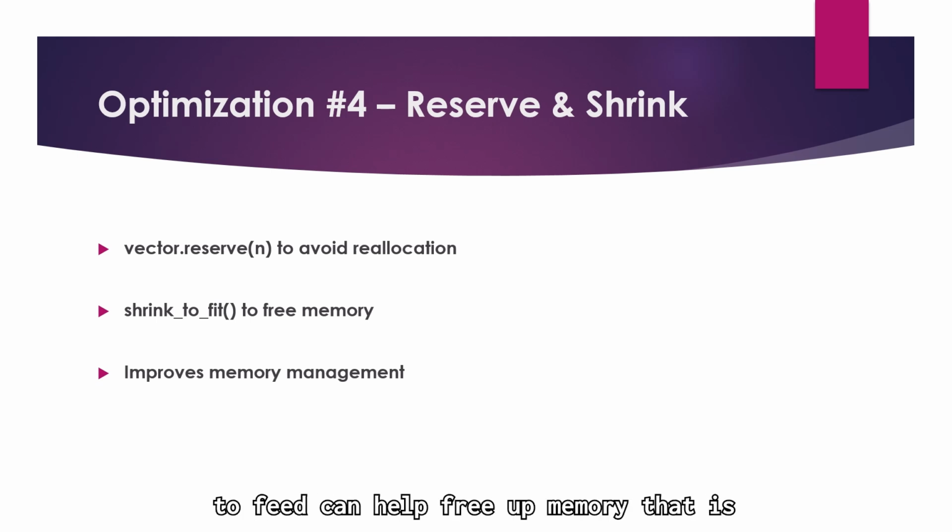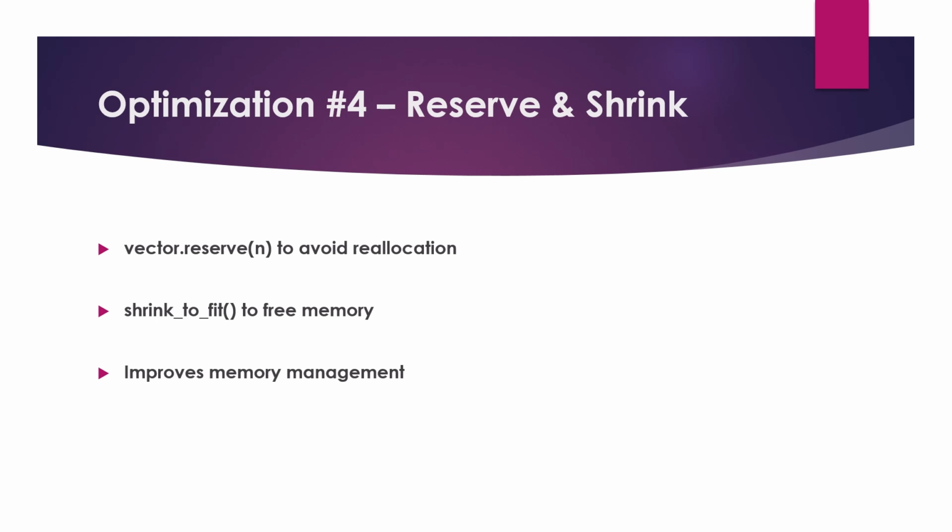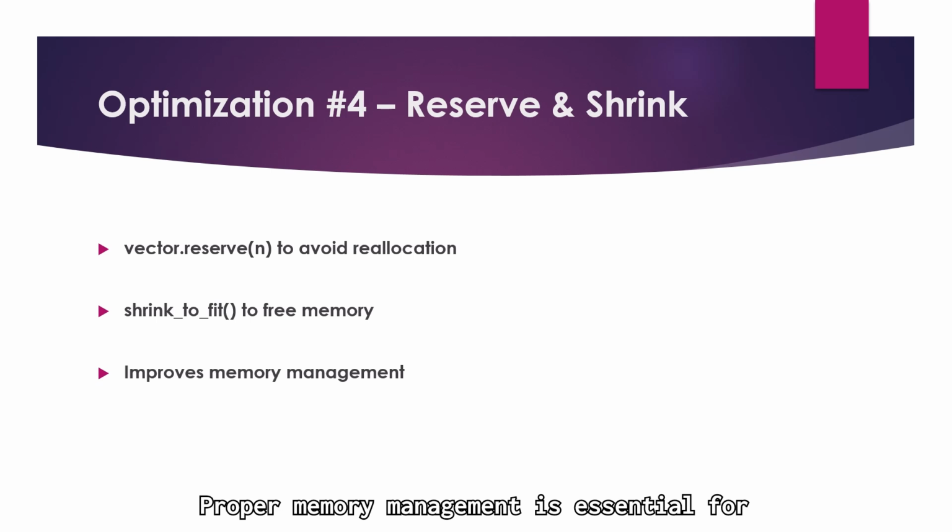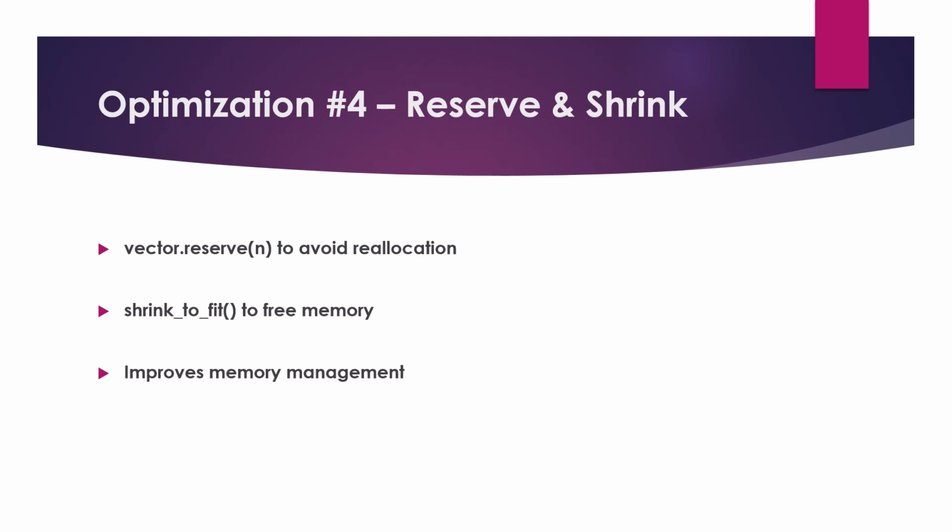Similarly, shrink_to_fit can help free up memory that is no longer needed. For example, after removing a large portion of elements from a vector, calling shrink_to_fit will reduce the capacity of the vector to match its size, freeing up unused memory. Proper memory management is essential for ensuring that your program runs efficiently, particularly when working with large datasets.